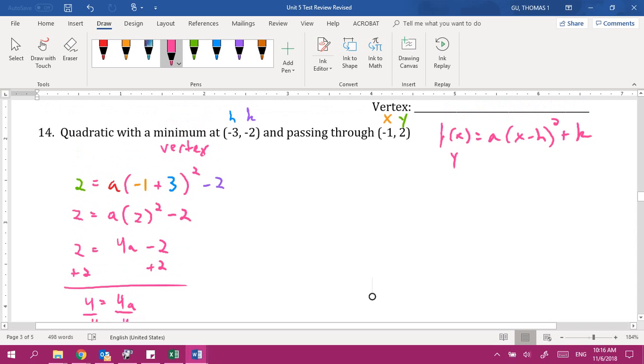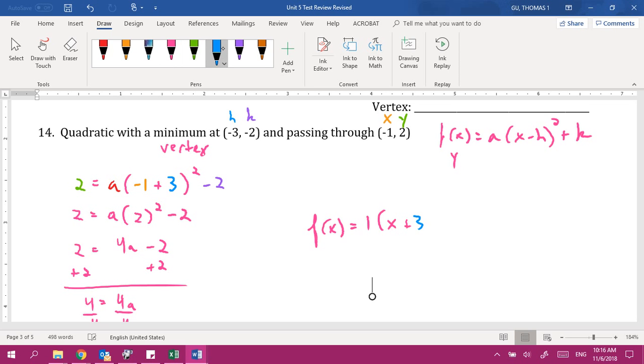So it's going to be f of x equals 1 times. When we're writing the vertex form equation, we do not put the actual point in. We only use the vertex. So we're going to leave x right here, x, and then we put the vertex in. So plus 3 squared, and then on the outside, minus 2. And that is your answer.